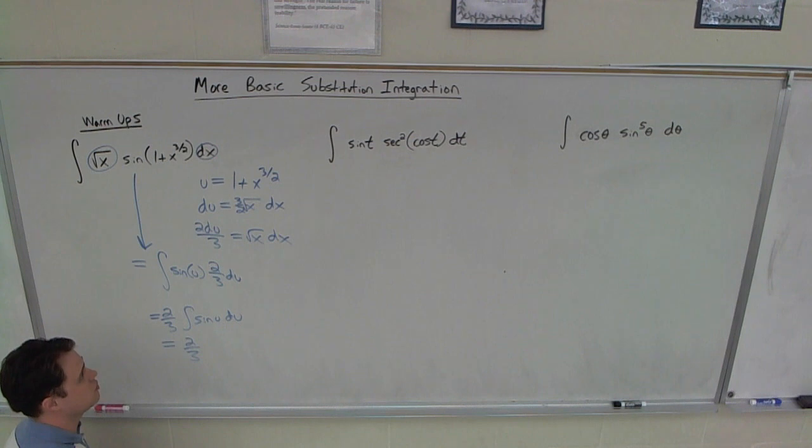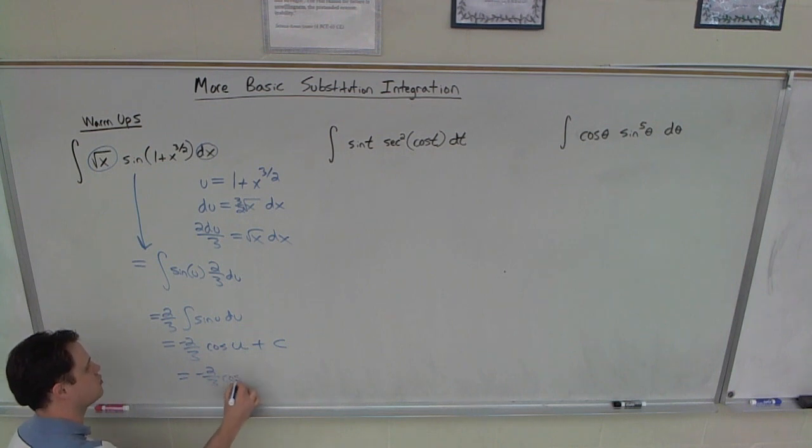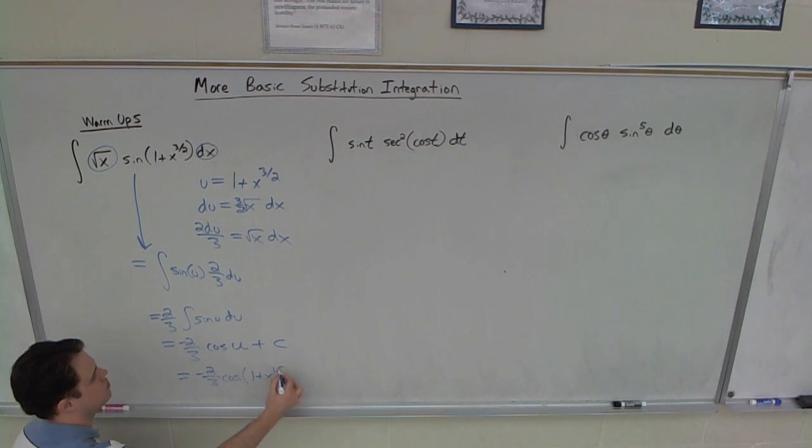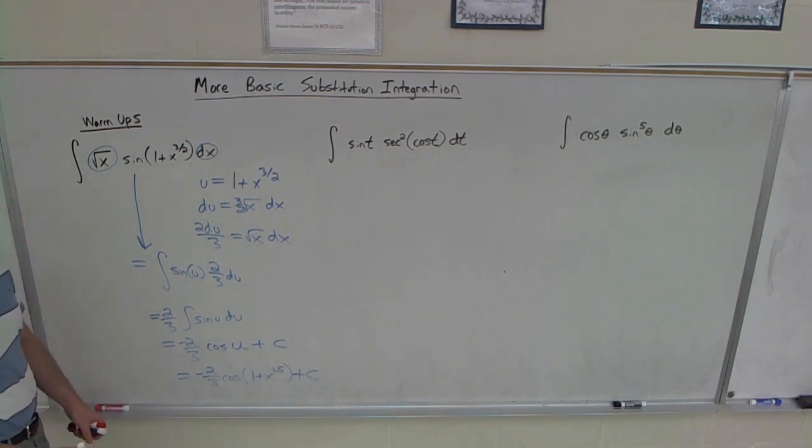So what is the integral of sine? If you're getting mixed up, remember, go back to one thing you're firm about. The derivative of sine is cosine, so that means the derivative of cosine is negative sine. So that means the integral of cosine is positive sine, so the integral of sine is negative cosine of u plus c. So this is negative 2/3 cosine of our u, 1 plus x to the 3/2, which I'm going to write like that. All right, there's our first warm-up problem completed.